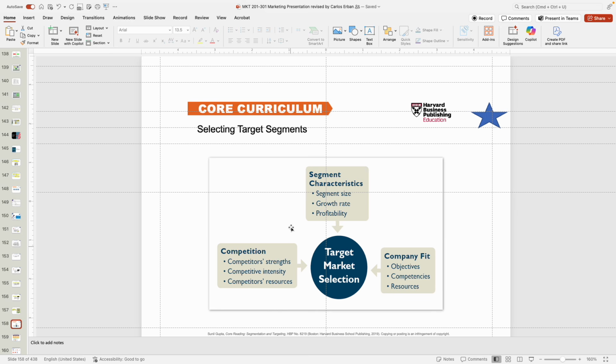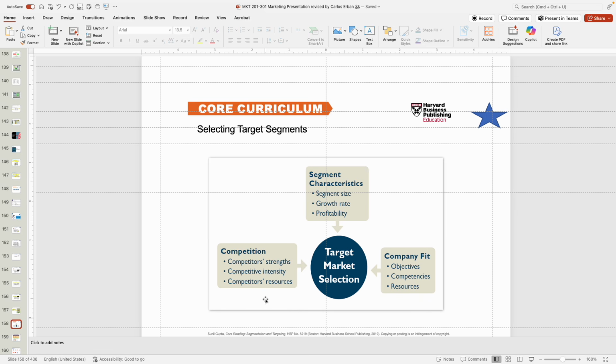Now, if the segment already exists and is profitable, and of decent size, like EVs today, then you look at who is there already, right? So who are the competitors? What are their strengths? What are their resources? And how intense is the competition? So then, as opposed to blue ocean, we have red ocean. Red ocean is when you have a lot of competition. I don't know where the red comes from. I don't know if it's like sharks or something.